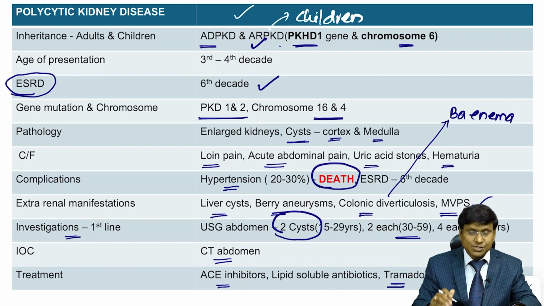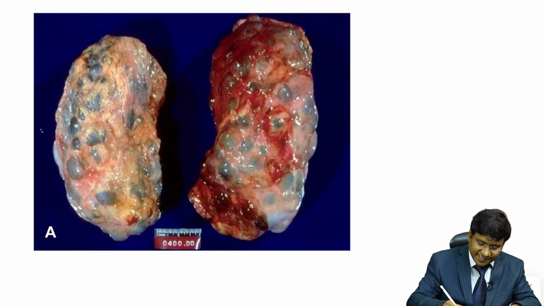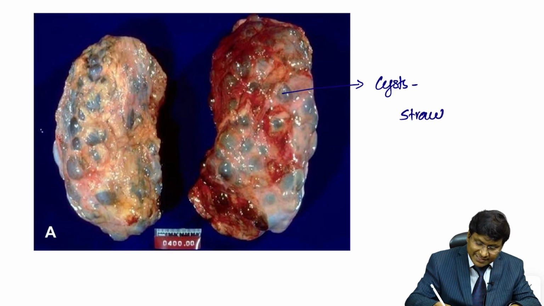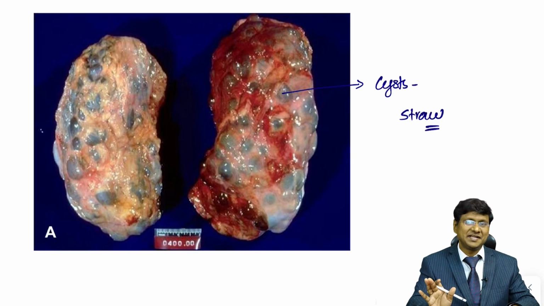Done? Now, after doing the quick revision of polycystic kidney disease, let me show you the image of this polycystic kidney disease. So these are the cysts, and these cysts are completely filled with straw colored fluid. That is what you will observe in polycystic kidney disease.